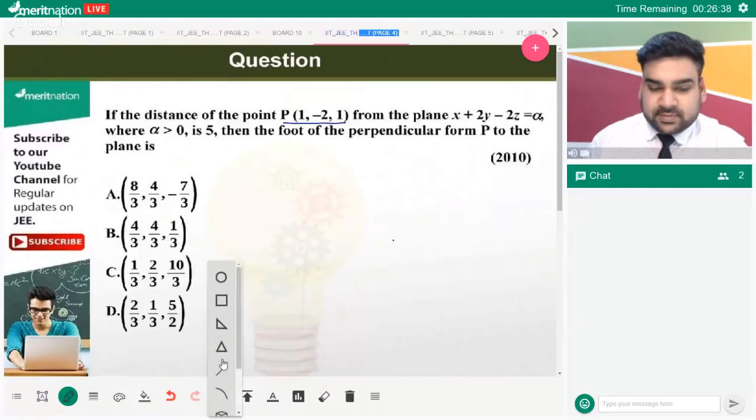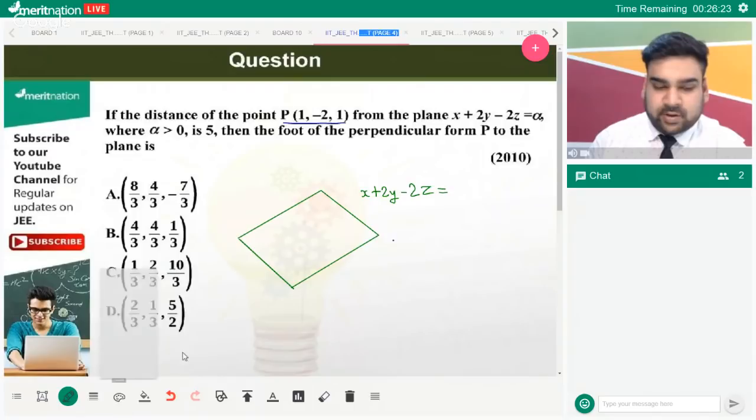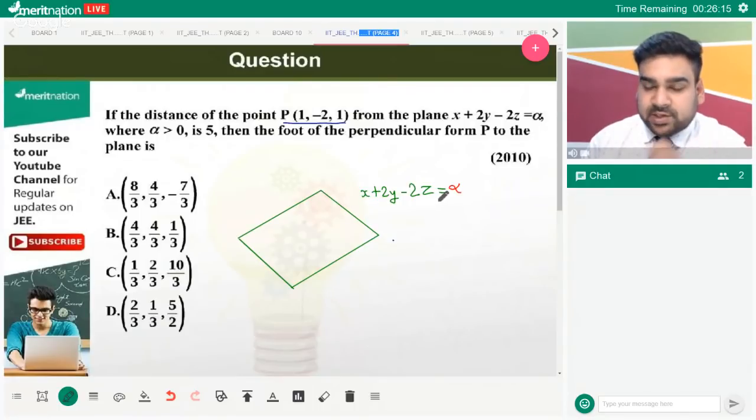So once again, same concept. Let's draw a rough plane over here. Let's say this is our plane. Its equation is known to us. The equation of the plane is x plus 2y minus 2z, that's equal to alpha. You will notice that I'm highlighting this alpha over here because the complete, exact equation of the plane is unknown to us. The equation of the plane is given to us in terms of an unknown constant alpha, which we need to calculate eventually.